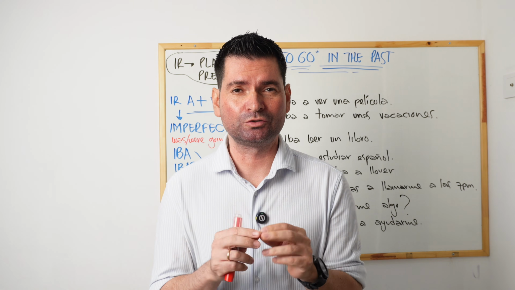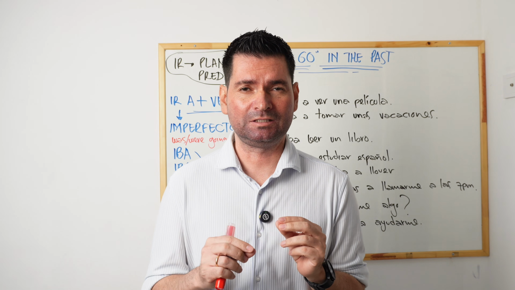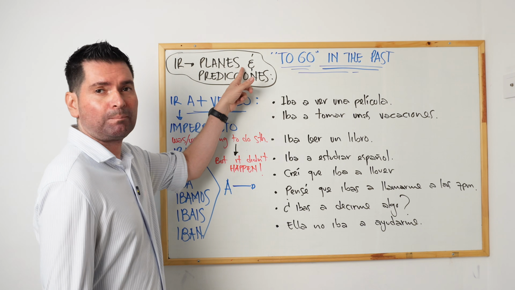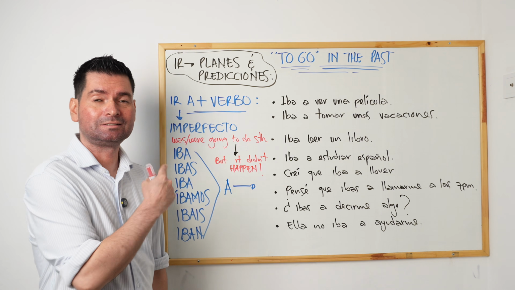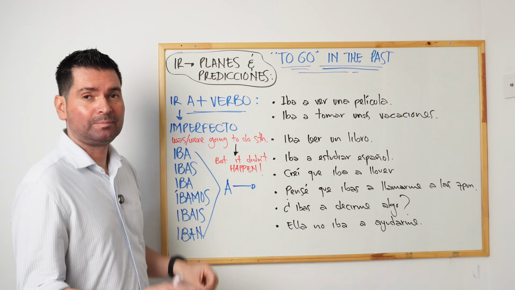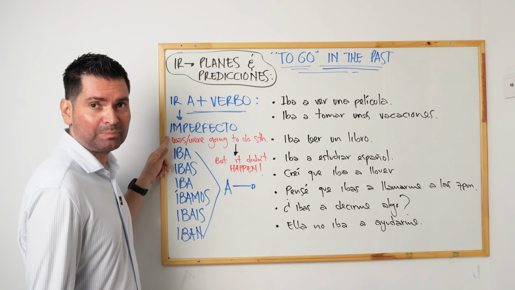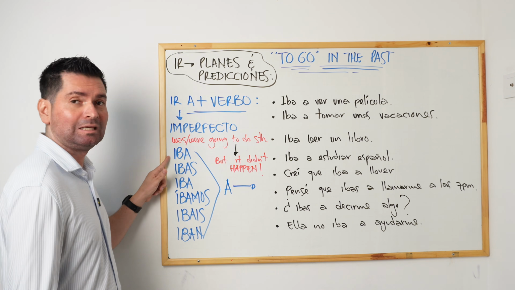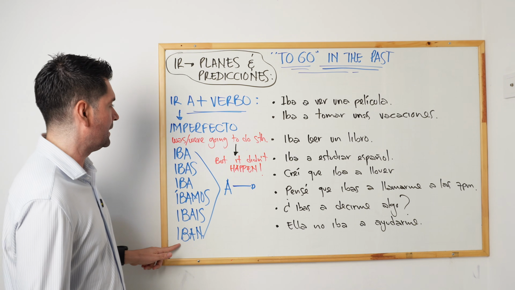Now I'm going to show you something that most Spanish students never study and many Spanish teachers never talk about. This is ir when we use it for plans and predictions. Planes y predicciones in the past, not in the future. The structure is ir a plus a verb again, but this is different. Here we're going to use only the imperfecto. We're not going to use the indefinido. The conjugation is iba, ibas, iba, íbamos, ibais in Spain, and iban.